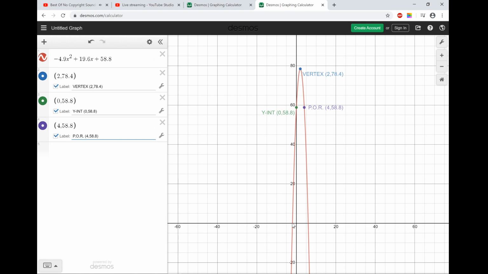We're on number 5, right? We're almost done with number 5. The vertex is 2 comma 78.4. Negative 2 comma 0, that's the x1. I was getting confused. This is x1, should be negative 2 comma 0. And then 6 comma 0. It's the other one. This is x2.